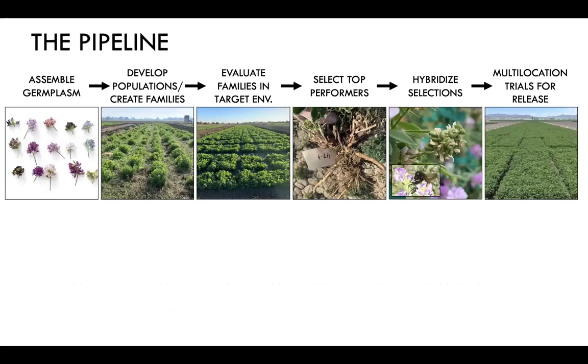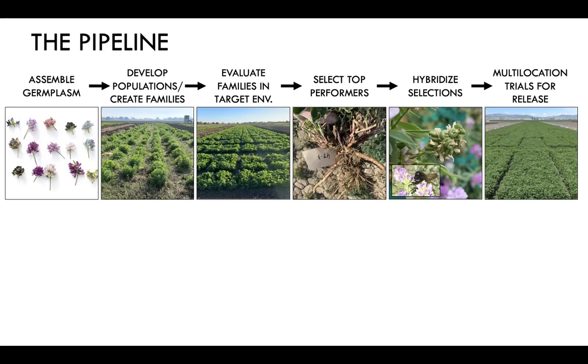I like to think of breeding in terms of a pipeline, really, where you start with germplasm and then you go through this process of developing populations, or you're creating families. In an inbred species, you'd be creating inbred lines. You evaluate them in target environments to find the best ones.